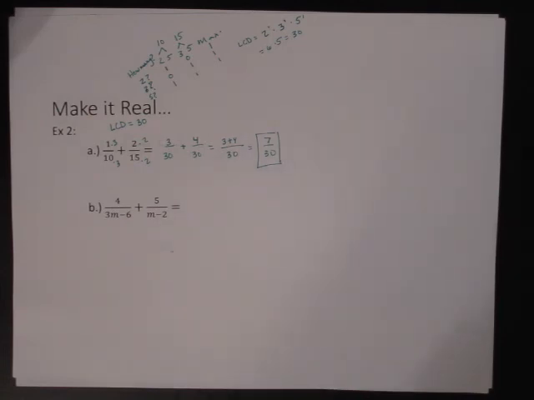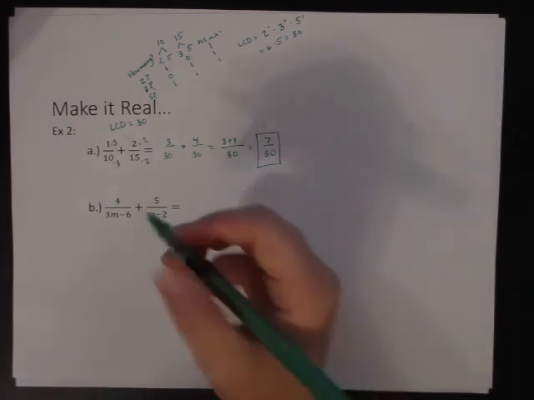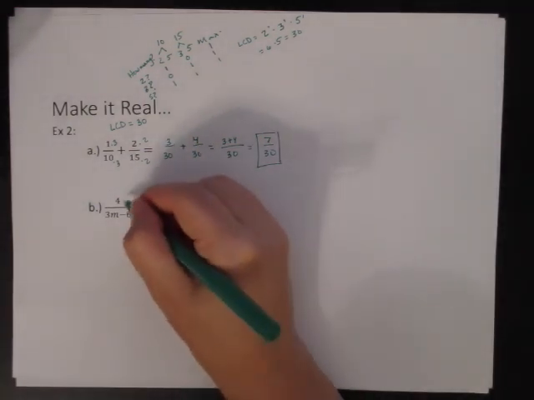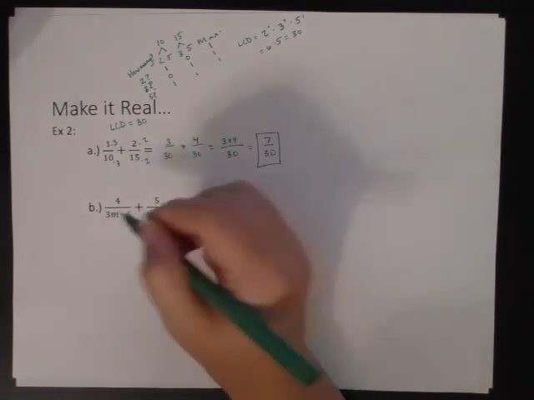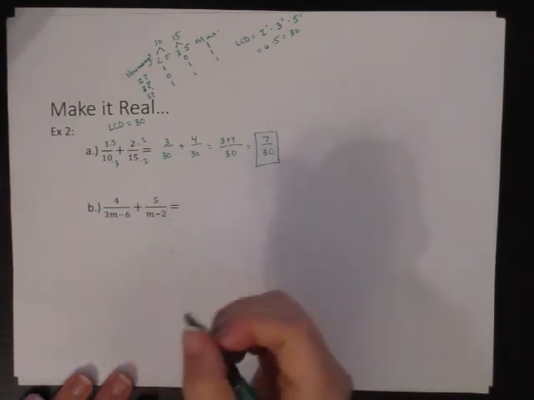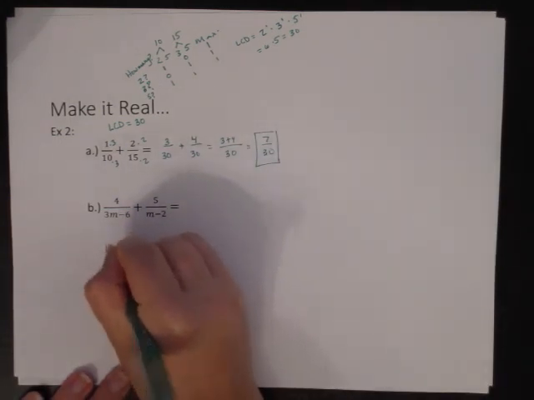Whenever I have rational expressions, I do something slightly different just to make it more clear. I'll show you, it deals with your LCD. So I've got 4 over 3m minus 6 plus 5 over m minus 2. I see that my denominators are not the same, so I know I'm going to have to find my LCD.